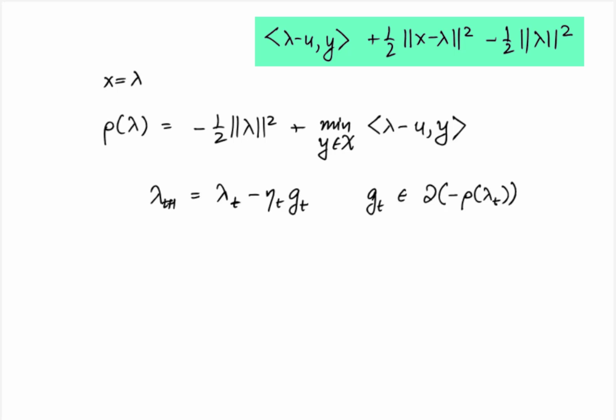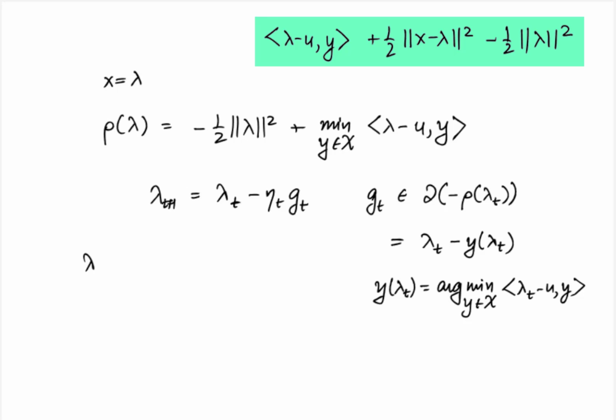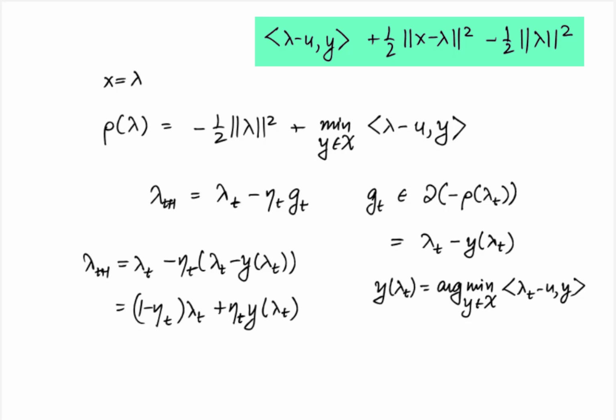To calculate the subgradient of the negative dual function, we can recall the envelope theorem, which states that g_t equal to lambda_t minus y of lambda_t, where y of lambda_t is argmin over y in calligraphic X of inner product of lambda minus u, y. So the lambda update becomes lambda_(t+1) equal to lambda_t minus eta_t times (lambda_t minus y of lambda_t), or equivalently lambda_(t+1) equal to (1 minus eta_t) lambda_t plus eta_t y of lambda_t. This is identical to the Frank-Wolfe updates in the primal domain.